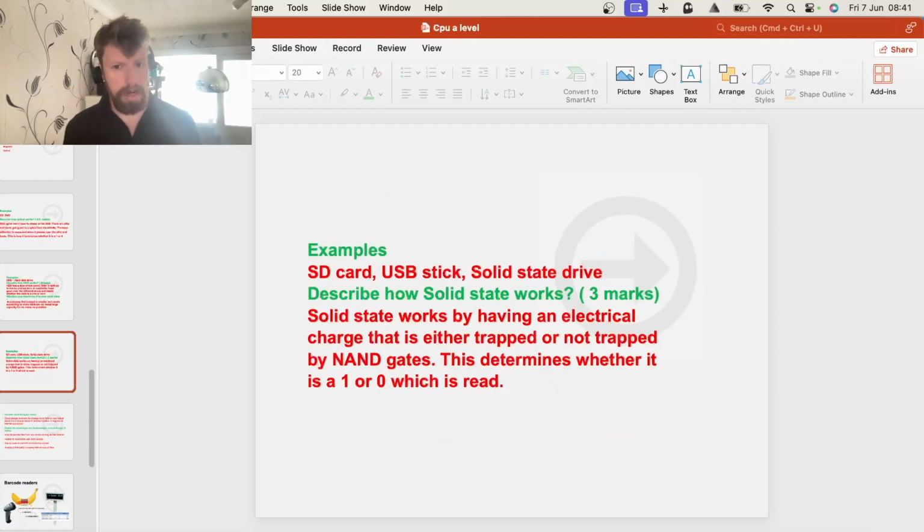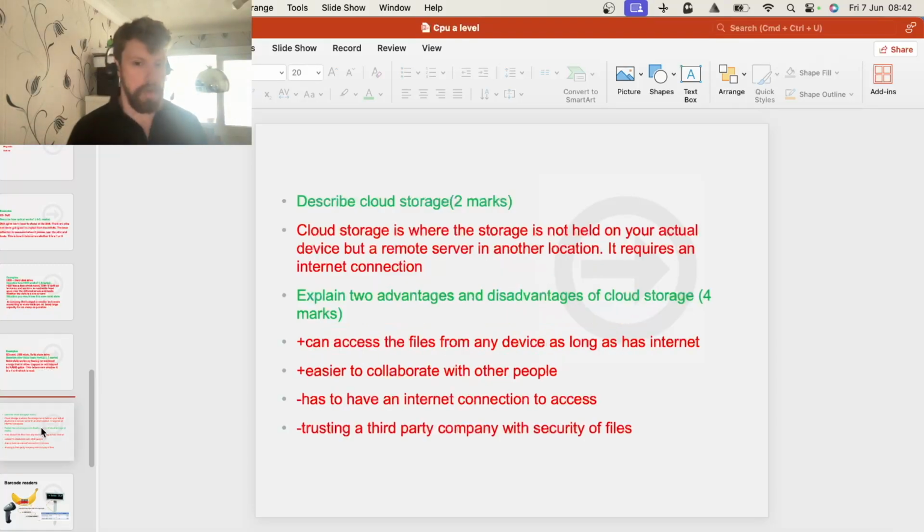Solid state works by having an electrical charge that is either trapped or not trapped by NAND gates. If it's trapped, it's a 1. If it's not trapped, it's a 0. And then this is read. So with every single one, just make sure that you know how to describe whether it's a 1 or a 0. Examples of this are SD, USB, solid state. Advantages: it's portable, has the quickest read and write speeds. The only real disadvantage is that it is slightly more expensive than the others.